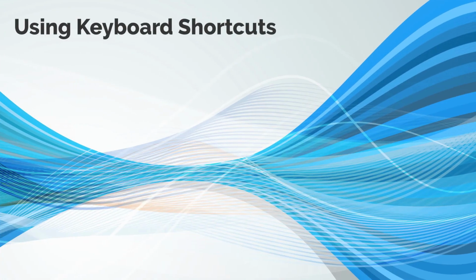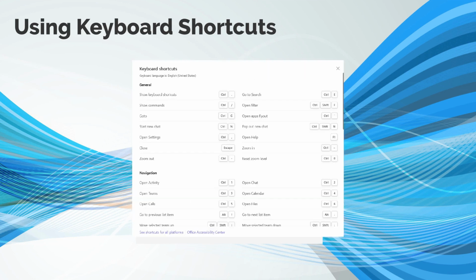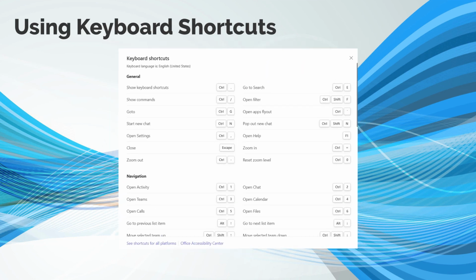Keyboard shortcuts make work faster and more efficient. To find shortcuts in Teams, click the three dots beside your status icon, then from the drop-down select Keyboard Shortcuts. The list of available shortcuts is now displayed.